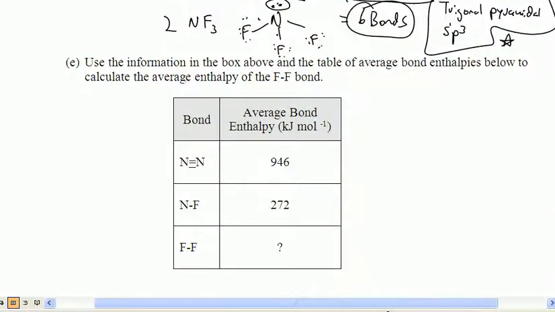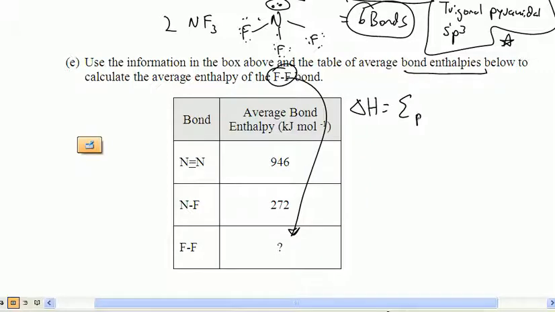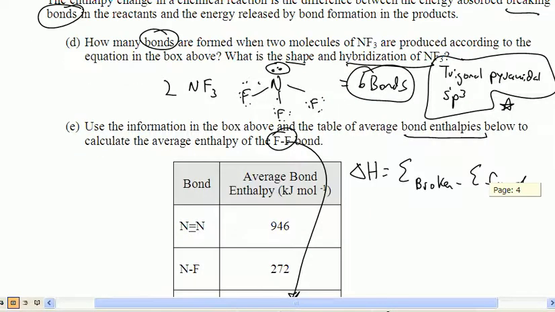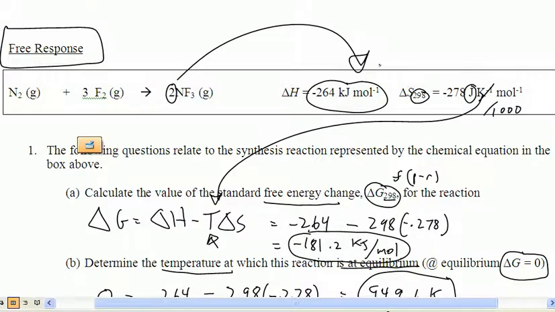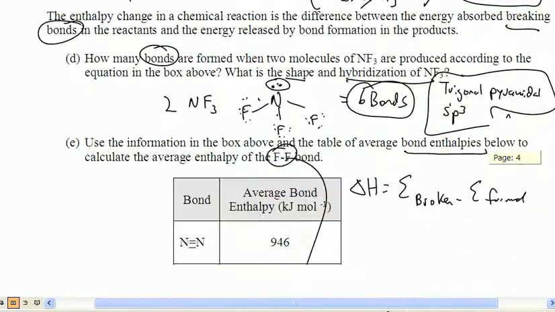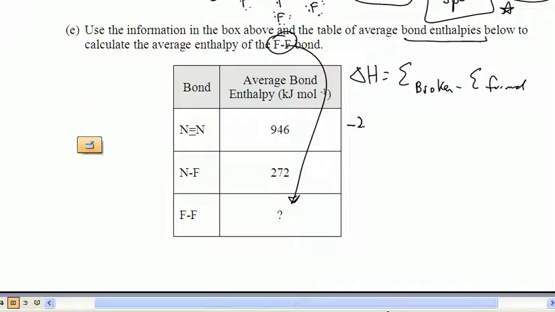All right. Use the information to calculate the bond enthalpy values below for the FF single bond. They want us to fill this in. Normally it would be filled in. So in this case, they are asking us to use our broken minus formed equation. Okay, they must have given us the overall delta H, and they did. There it is. So negative 264 is what I'm going to set this all equal to.